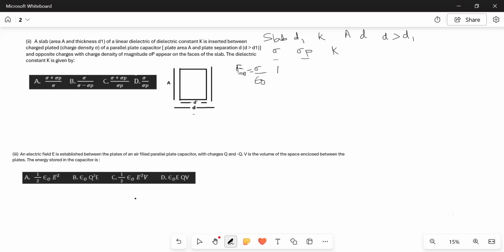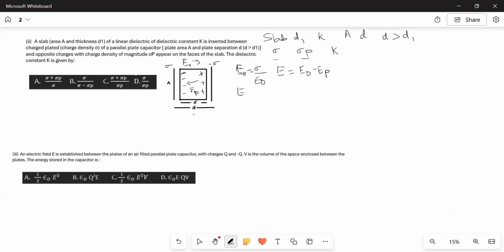And here, suppose this is sigma, this will be minus sigma. And when the dielectric slab is inserted, on this side of the dielectric slab the negative charges get accumulated, getting attracted to the positive plate, and on the right side, positive charges get accumulated. So an electric field is set up inside the dielectric slab, which is EP from right to left, whereas E naught is from left to right. So the net electric field gets reduced, and E will be E naught minus EP.